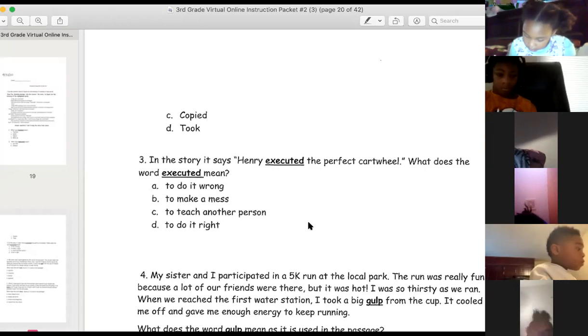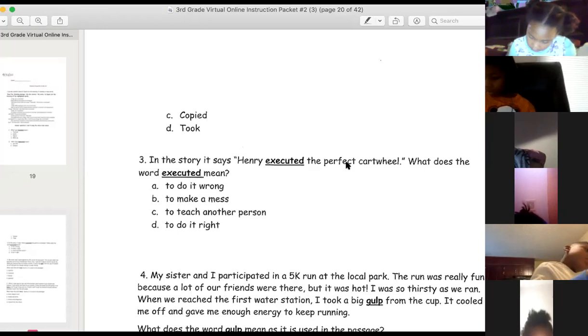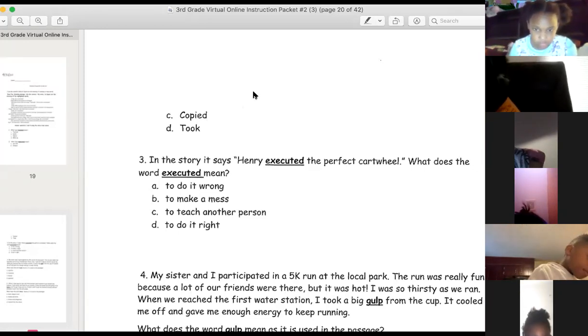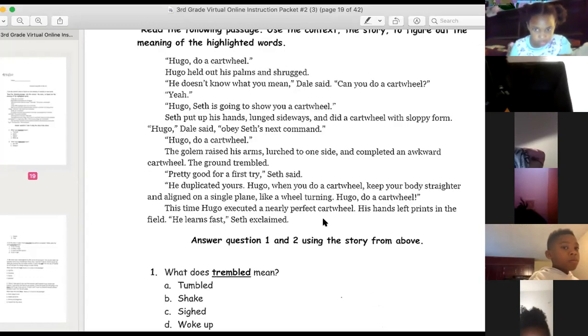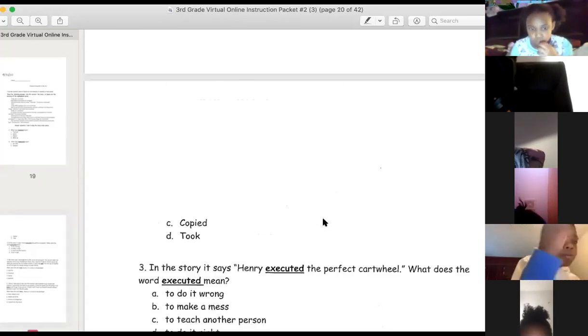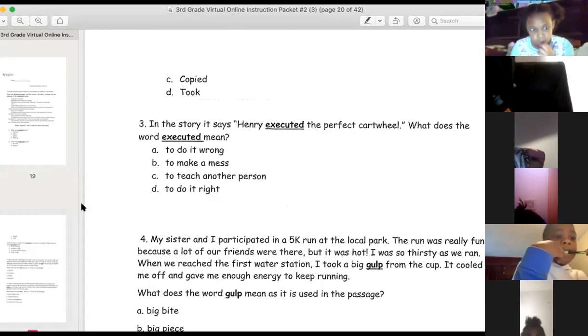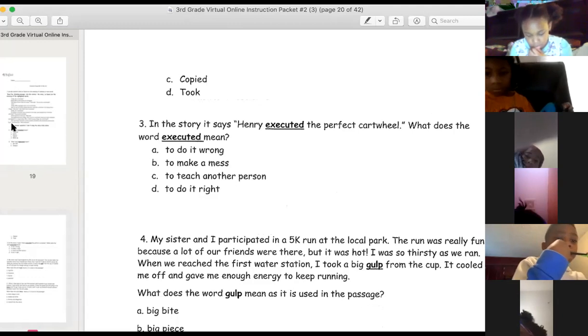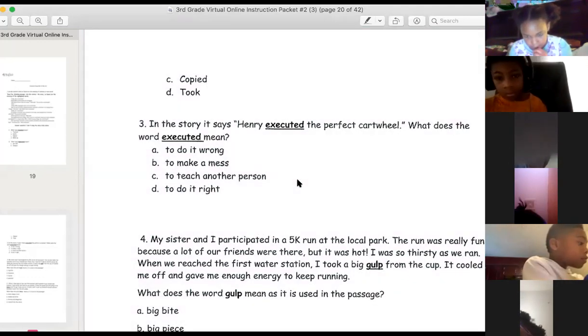Okay, Sanaya, what's your question? My question is, I don't understand question 3 because it says Henry, and I'm reading this other story, and it doesn't say Henry in it. Okay. Yeah, so let's talk about this one, Sanaya. So in the story it says Henry executed the perfect cartwheel. What does the word executed mean?